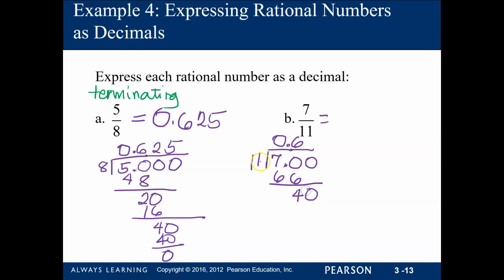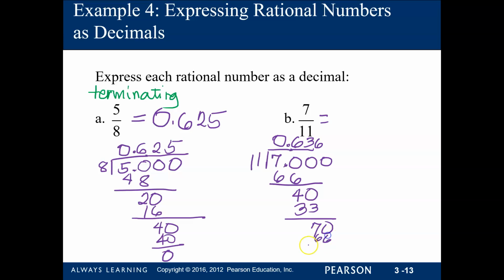We add another 0. 40 divided by 11, that's a 3. And then we get a 33, okay? And then we subtract, it's going to be a 7. And you will see that this 7 is exactly the same as the one here. So even if we add another 0, it's going to give us, again, 6.